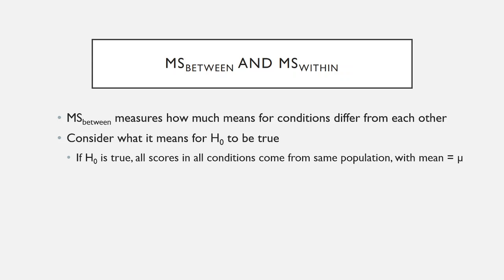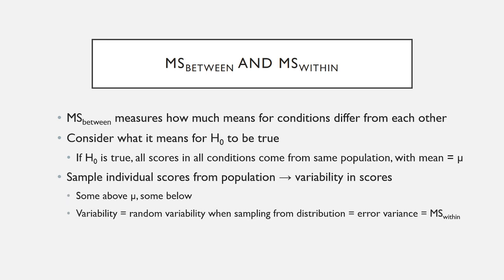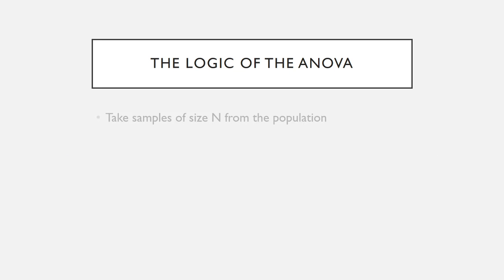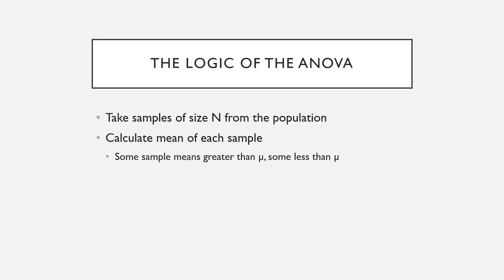Okay, so again, we want to understand the logic of this test. So if we consider what it means for the null hypothesis to be true, all scores in all conditions are thought to come from the same population. So the mean in all your different groups should be equal. If we sample individual scores from the population, right, again, we're necessarily going to experience some variability in scores. The fact that some people are different means that there's going to be some measure of error variance whereby people are above or below where you might expect them to be. So the variability, that random variability that occurs when you're just taking different scores, is this error variance, this mean square within.